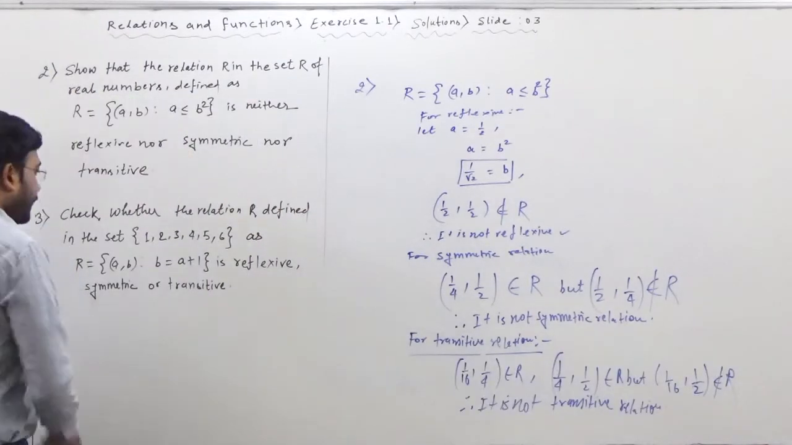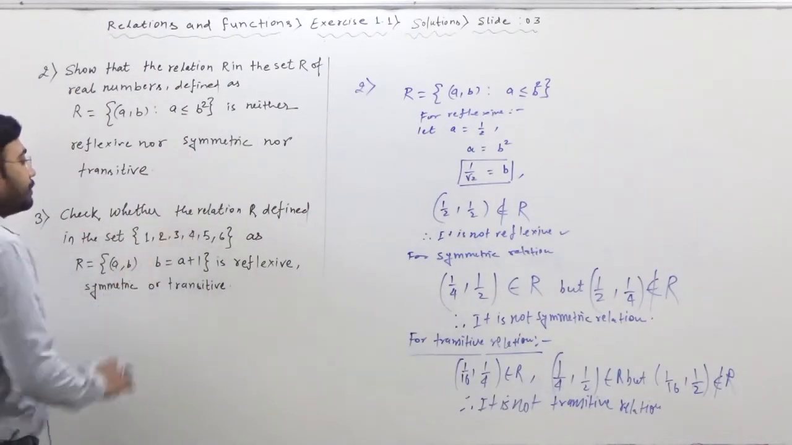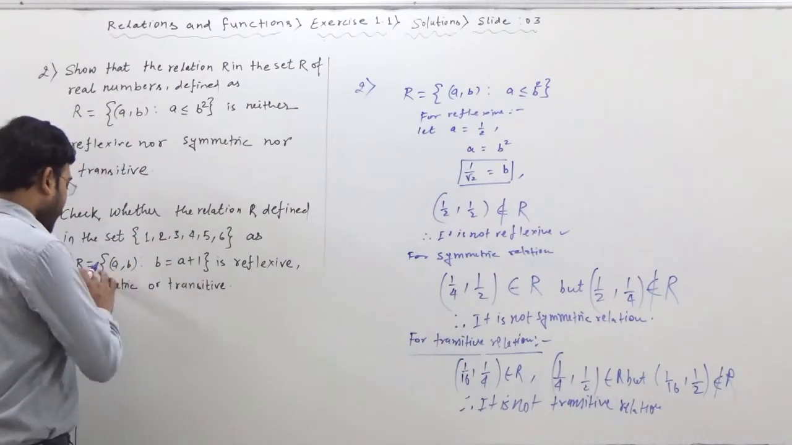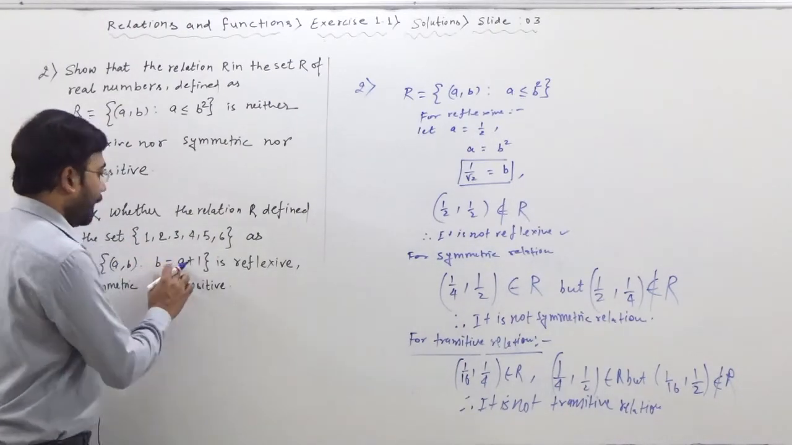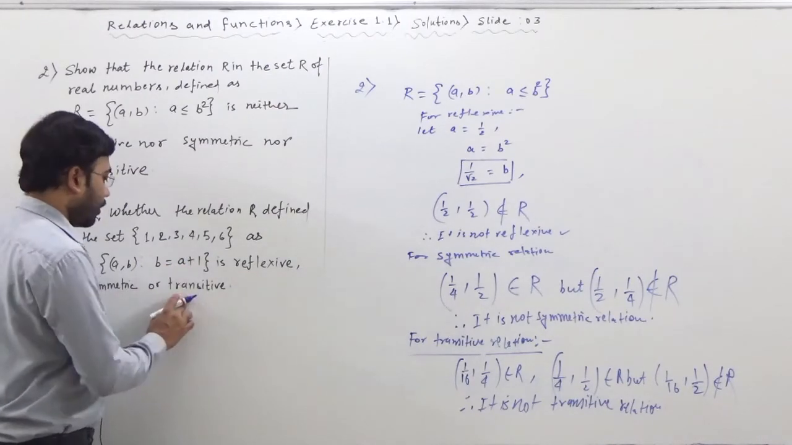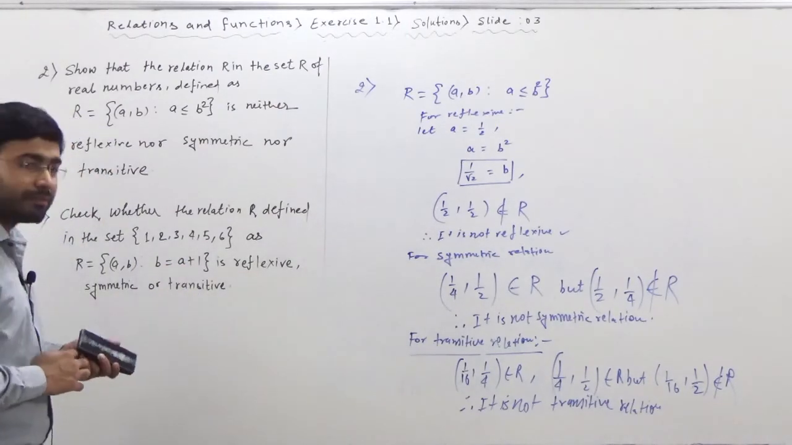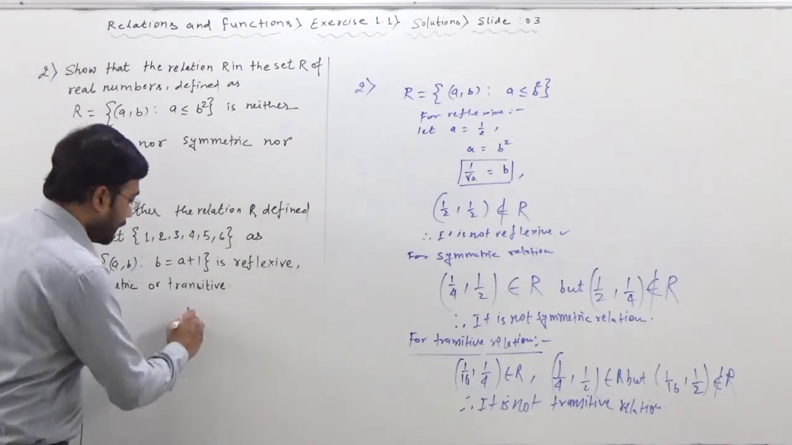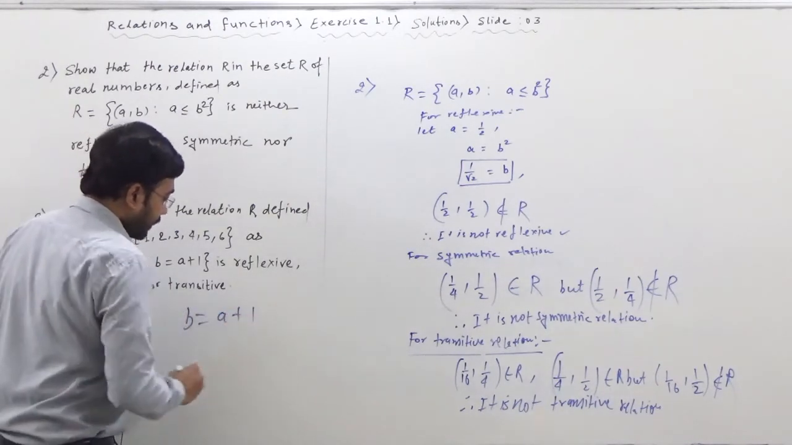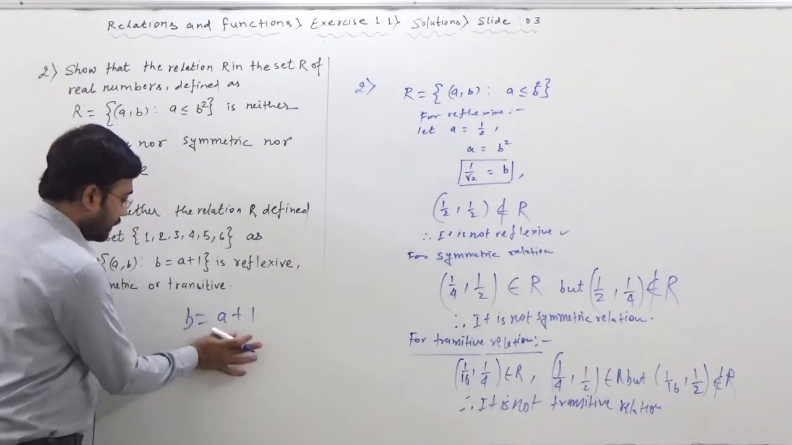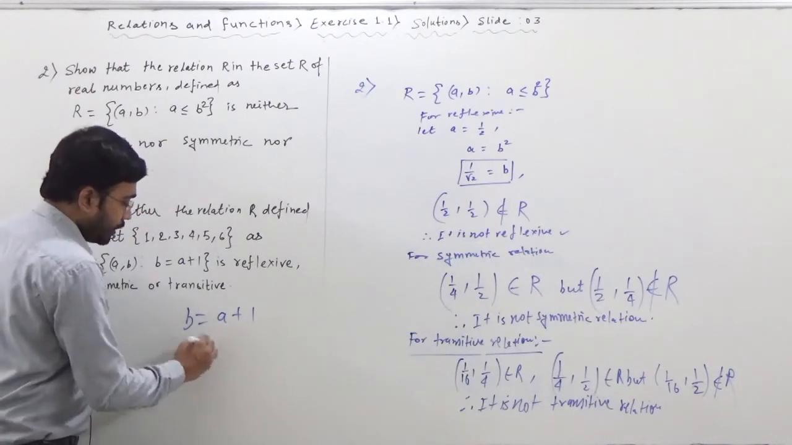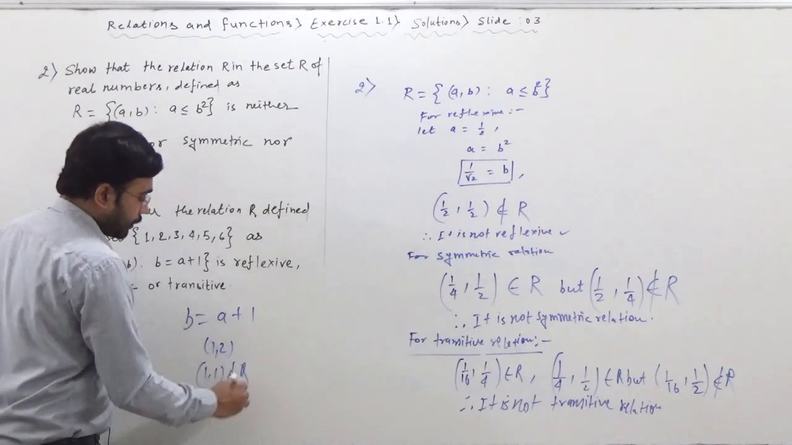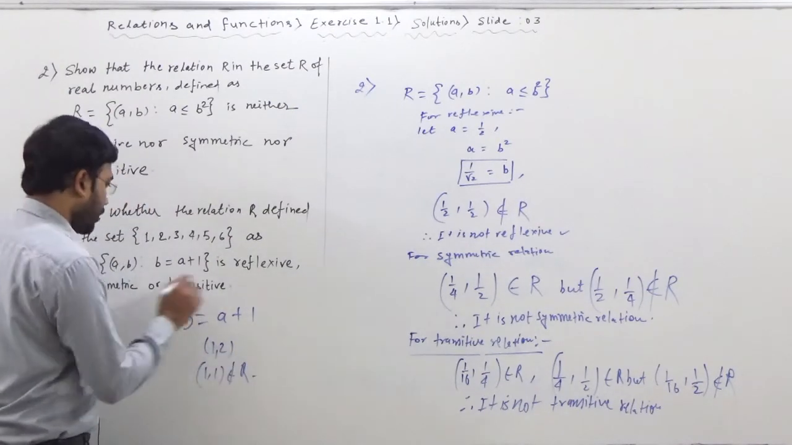This one, third one, check whether the relation R defined in the set, where of course R equal to a comma b, b equal to a plus 1, is reflexive, symmetric or transitive. We have to check now. So you can just observe b is what? B is written over here as a plus 1. So if you will keep a as 1, b is going to be 2. So 1 comma 1 is possible? Of course it is not possible. So this is not reflexive.